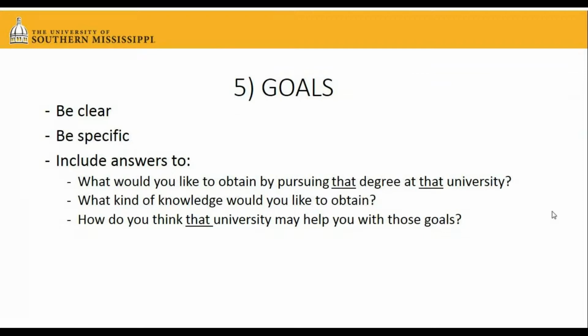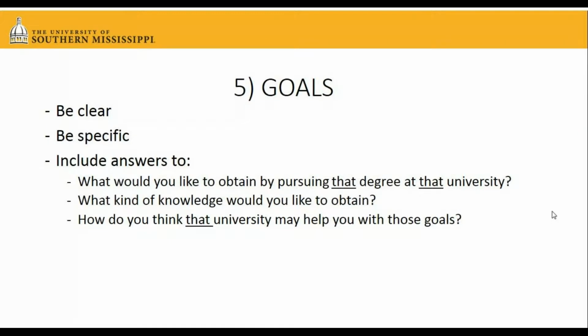Again, be clear. Don't get lost on different really long sentences and things like that. Be clear, be specific, to the point, and try to include answers to these questions that I'm showing you, such as what would you like to obtain by pursuing that specific degree at that specific university, okay? What kind of knowledge would you like to gain from that experience at that university? How do you think that university may help you with those goals?